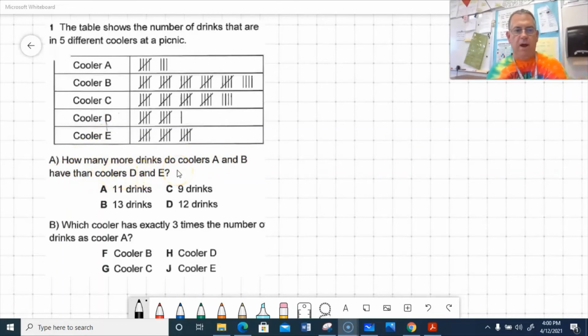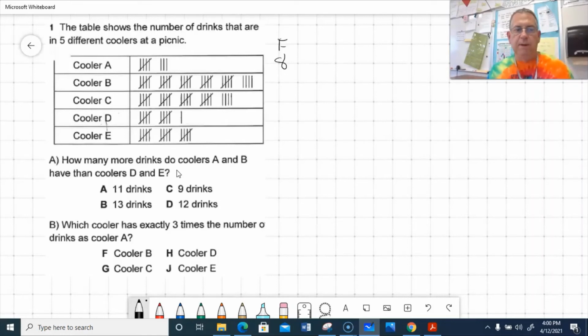So whenever I have a tally chart, we really need to turn it into a frequency table. So we'll go ahead and label it, put an F right here for the frequency, how often it happens. So how many drinks are in cooler A? Yep, it looks like I got 5 and 3, and that would be 8.